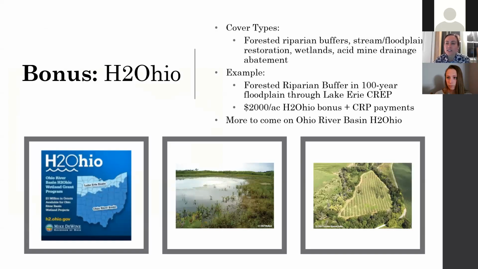Another example is the H2 Ohio program. Information about this program is changing rapidly, but the one thing I wanted to highlight is that to previously take advantage of H2 Ohio for private landowners, you first had to be enrolled in Lake Erie CREP, which is a CRP program. And if you did, and you met the H2 Ohio eligibility requirements and land cover types and all of that stuff, then you could earn $2,000 an acre one-time bonus through this program. But you first had to be in the Lake Erie CREP program.